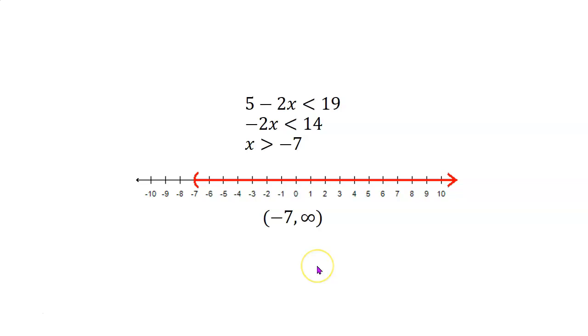And we can show that in interval notation like this. This is the interval from negative 7 to infinity. That means all the numbers between negative 7 here and infinity way on forever in this direction.